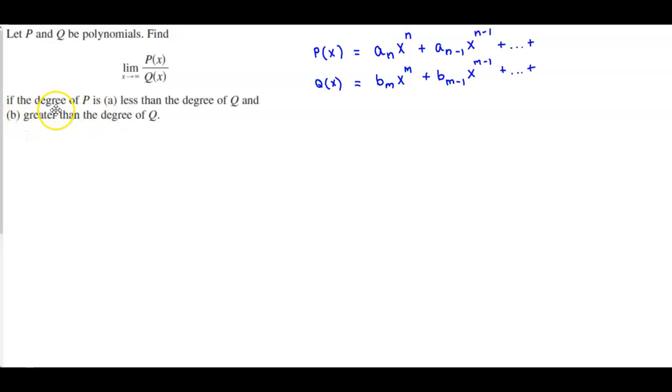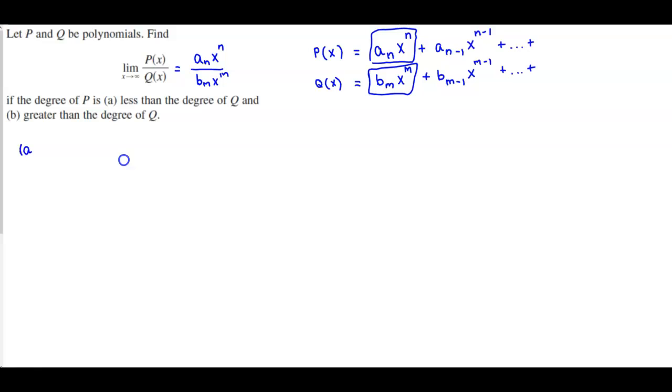Okay, so what we're concerned with is the degree of P less than the degree of Q. So we're only going to look at the first terms of each polynomial. So here we're looking at a subscript n x to the power of n divided by b subscript m times x to the power of m. So now we're looking at the degree of P being less than the degree of Q for part A.